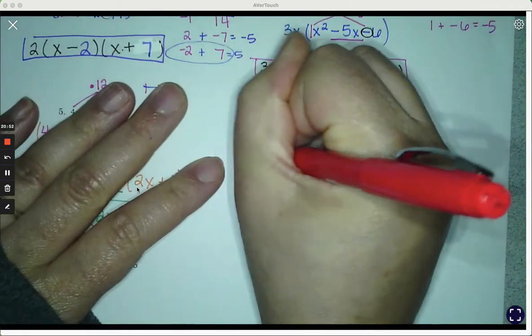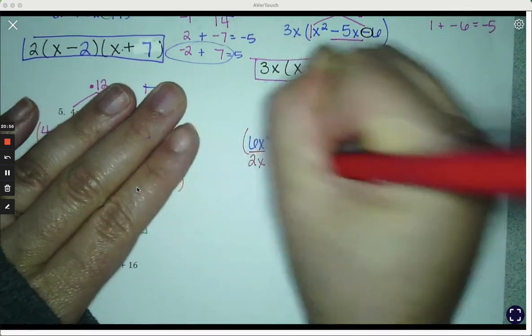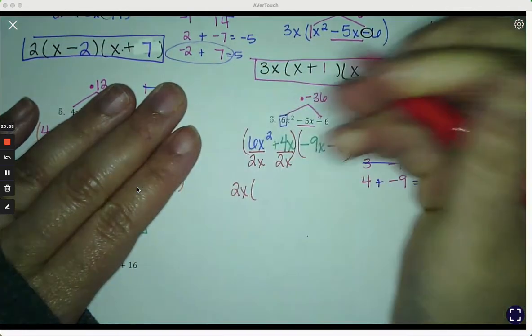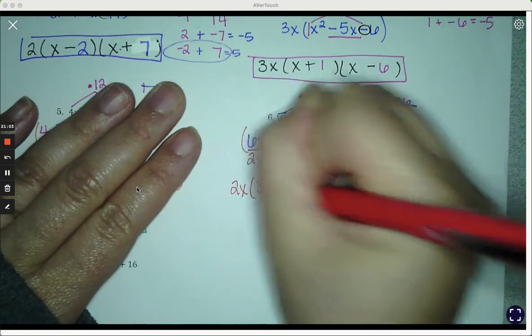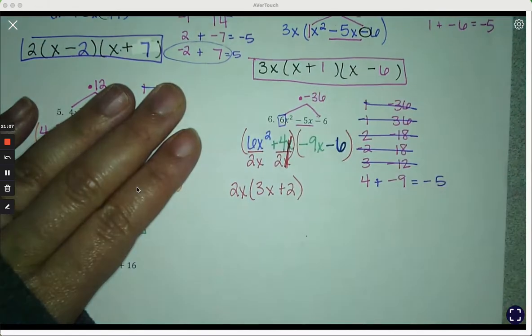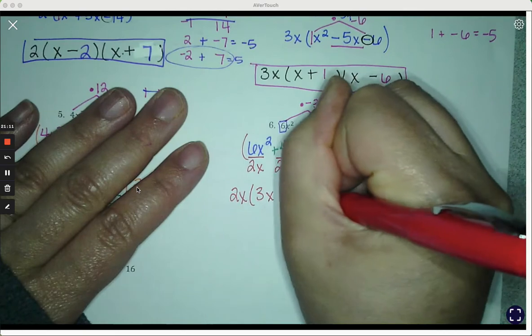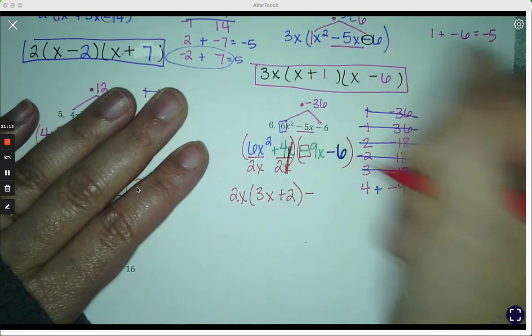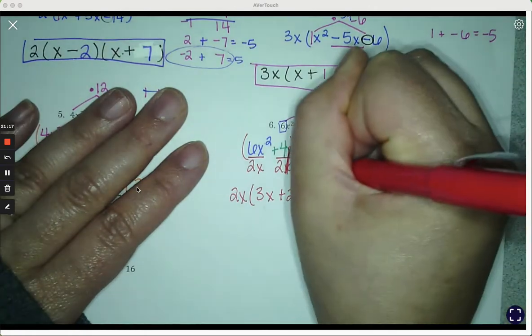These are both divisible by 2x. So 6 divided by 2 is 3. x squared divided by x is just x. These x's cancel. Plus 2. Plus 2? Yes. Minus, because remember that first number is negative. They're both divisible by 3.